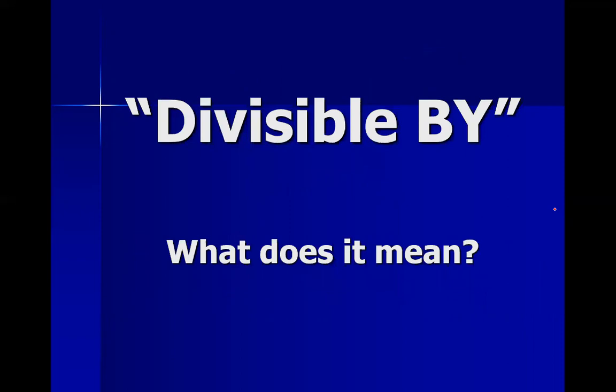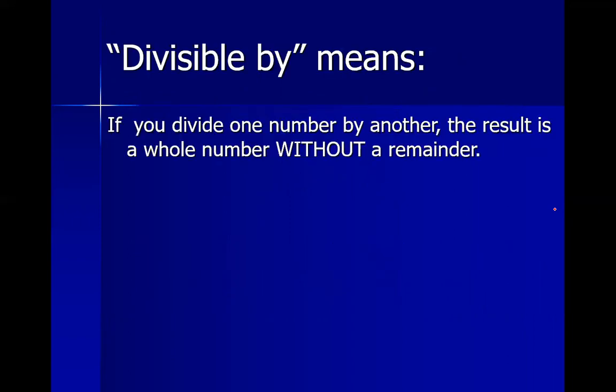So what does divisible by mean? Sometimes you see that a number should be divisible by another number. It means that if you divide one number by another number, the result is a whole number without a remainder. When you divide one number by another, your answer comes as a quotient that is a whole number, and it should leave a remainder of 0.